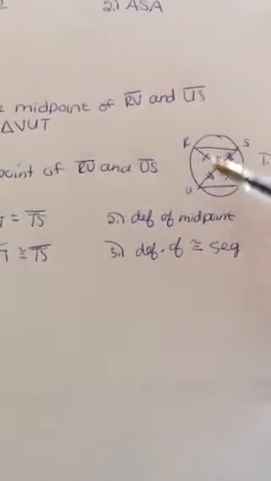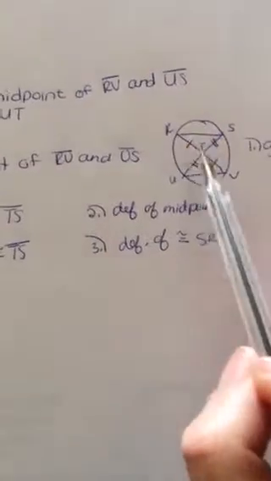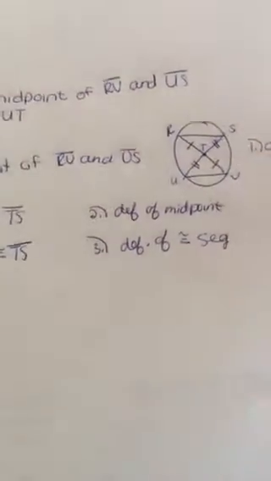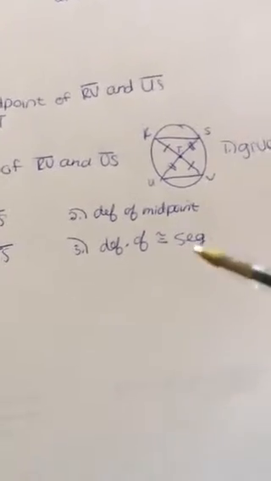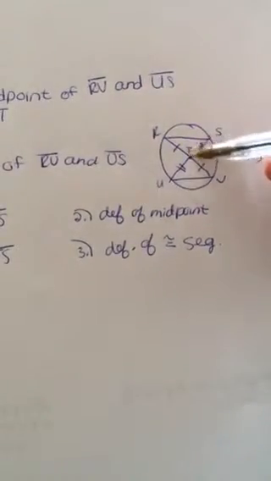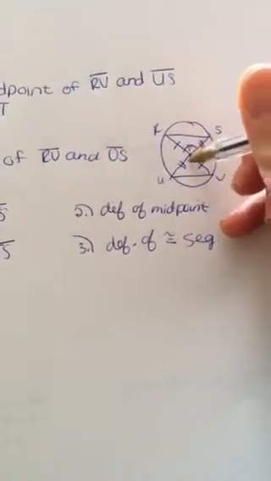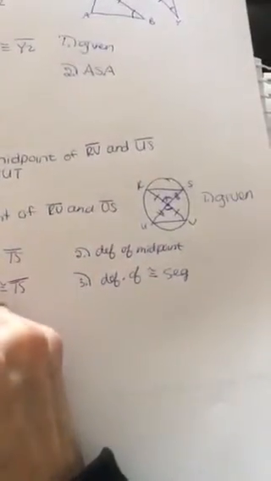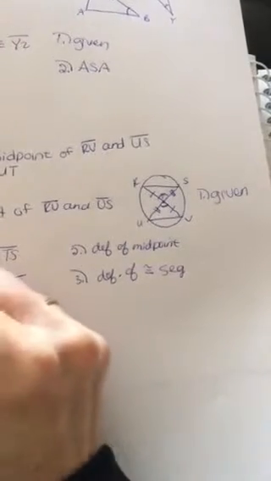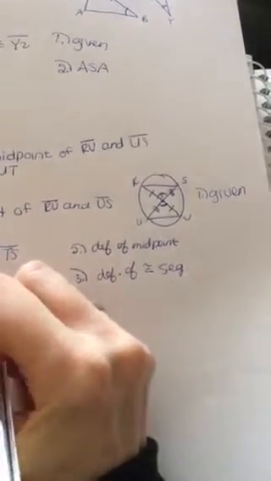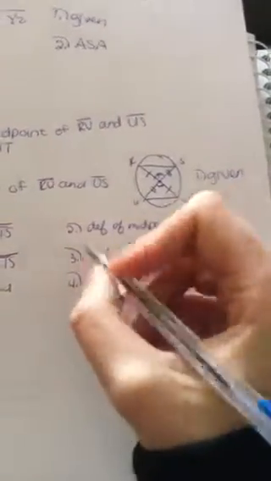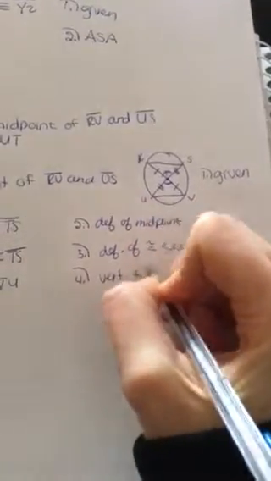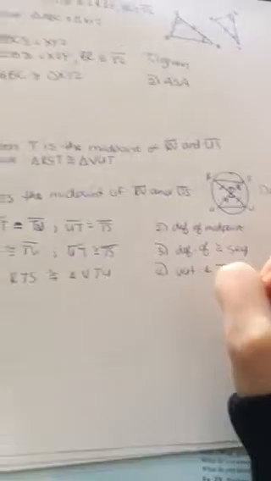So I'm looking at this, and I need to prove that this triangle here is congruent to this triangle. I already have two sides, so I'm going to look for an angle. When I'm looking at this, I see that I have vertical angles here, and vertical angles are congruent. So I'm just going to go ahead and go to that step. So number 4 is angle RTS is congruent to angle VTU. And that's going to be the vertical angle theorem, which says that vertical angles are congruent.